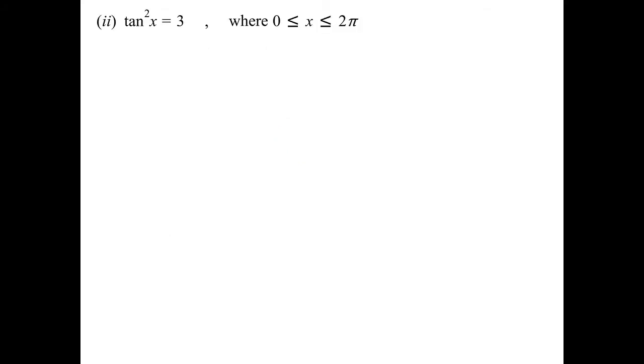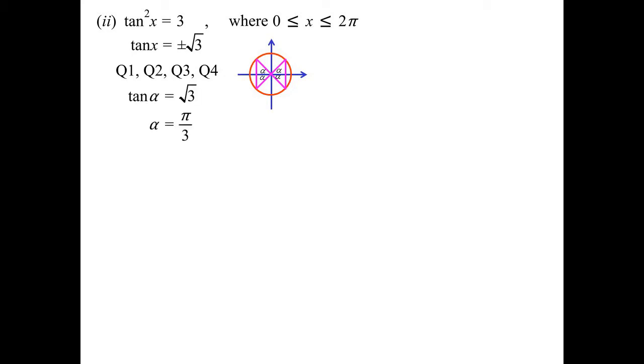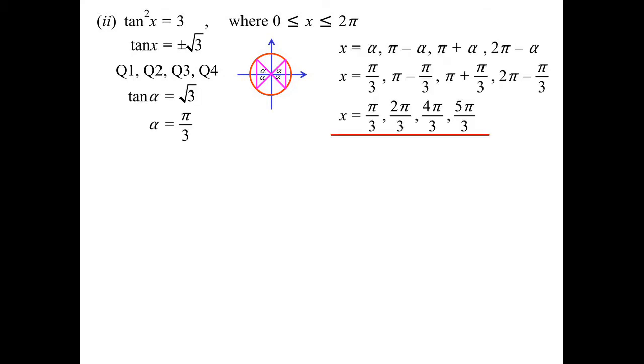Okay, tan squared is equal to 3. Again, a reasonably straightforward one, but remember, plus or minus. So actually we're in all 4 quadrants for this one. All 4. So we get to draw, oh look, a butterfly. There we go. So the acute angle would be pi on 3 again. But we'd end up with 4 answers when we sub it in. Pi on 3, 2 pi on 3, 4 pi on 3, and 5 pi on 3.